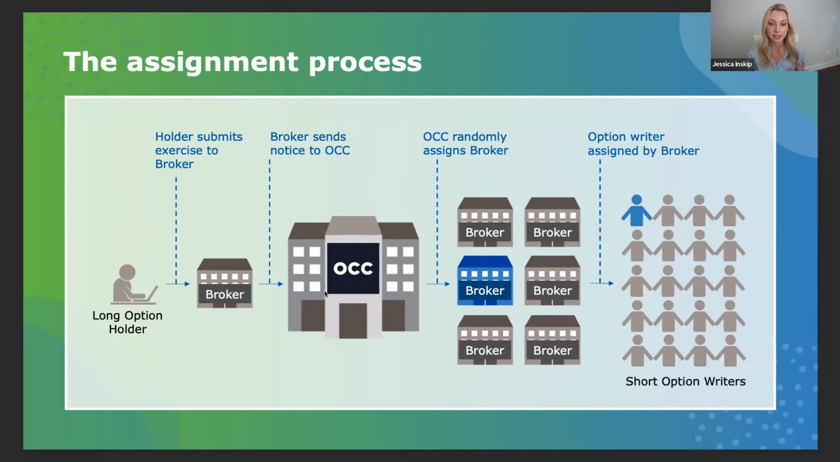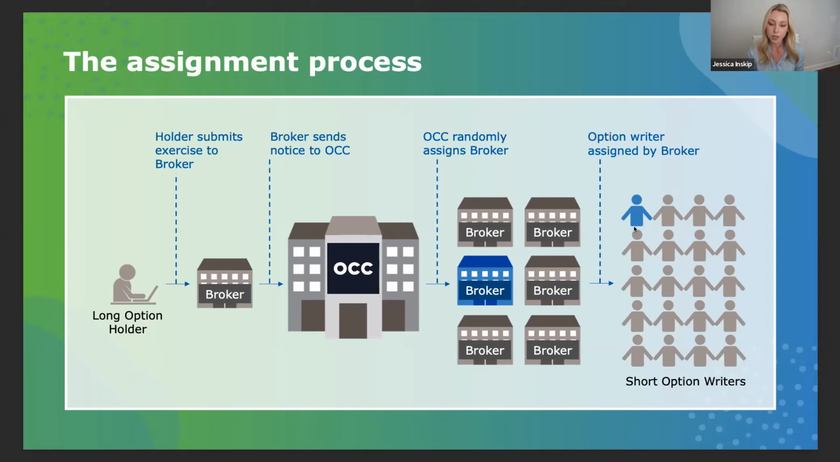So they're the ones that are going to clear the options themselves, but also the settlement and assignment process. So they're really an important component of options altogether. The OCC then randomly assigns a broker that is short that same long option contract that was submitted for exercise. And then your broker, either randomly or on a first in, first out basis, will assign someone in their firm who is short that subsequent contract.